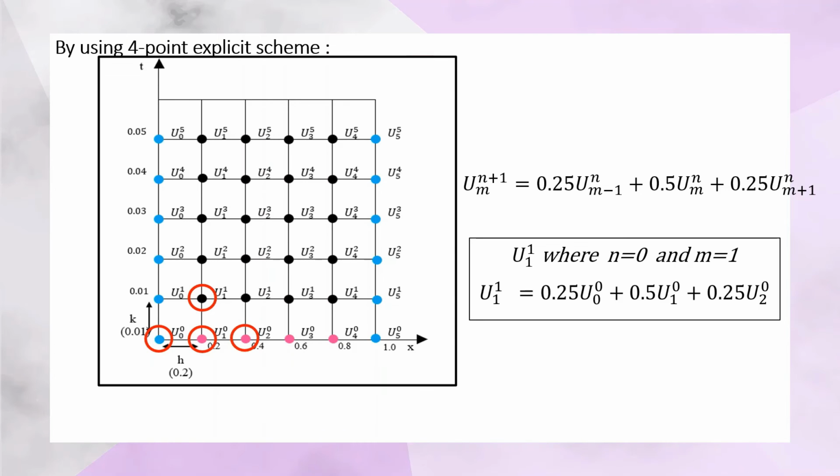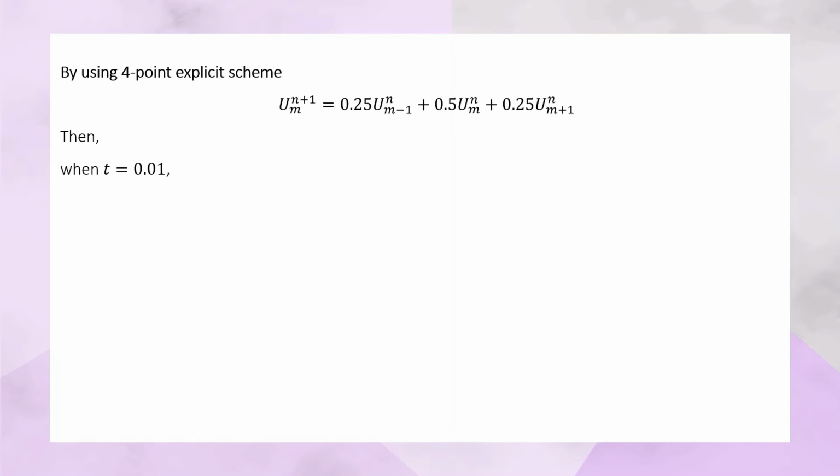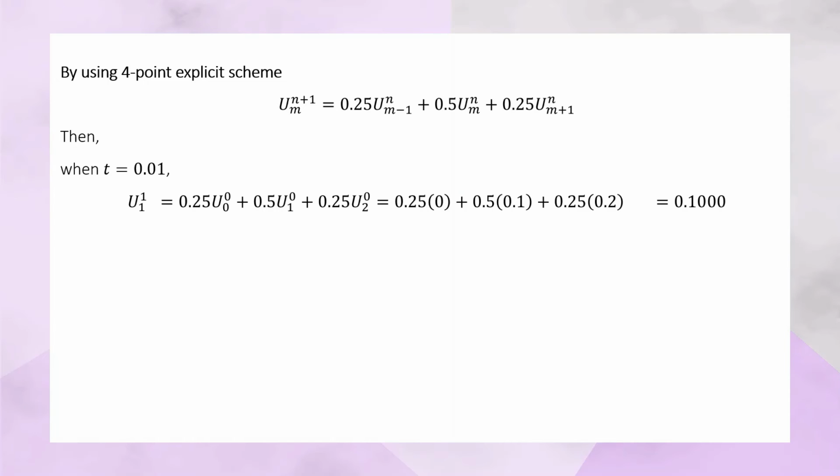From the diagram, these 4 points can be connected to form a triangle. This pattern will apply to all of the unknown points all along the solution using this 4-point explicit scheme formula for this problem. By using the 4-point explicit scheme at t equals 0.01, we can find the value of U11. We have already found the value of U00 by using the boundary condition, while the values of U10 and U20 were found by using the initial condition before this. We just have to substitute the values into this formula and we will get 0.1.